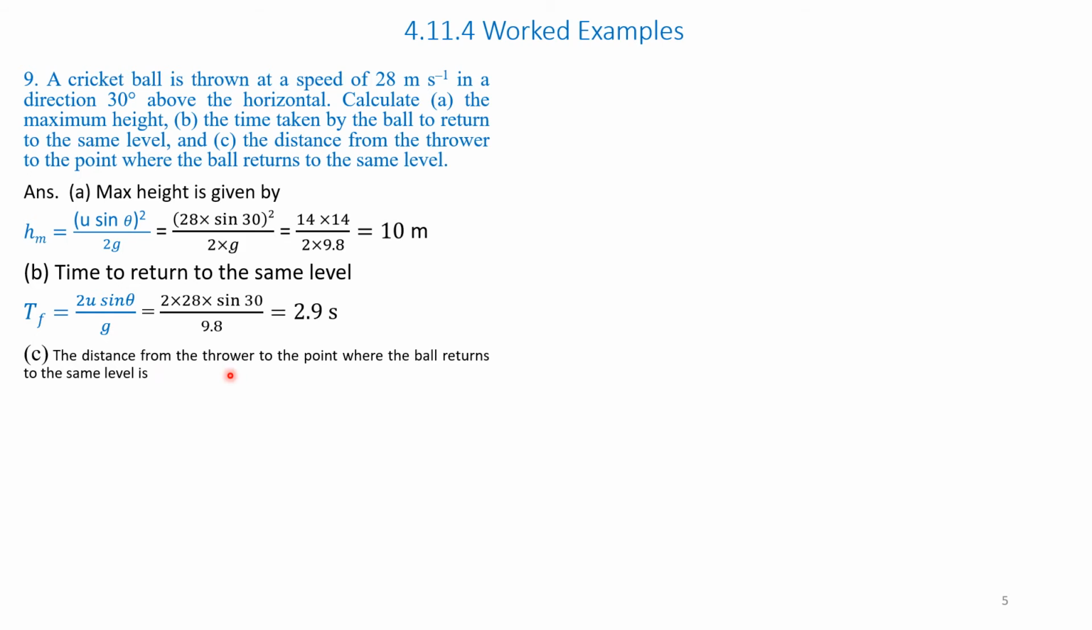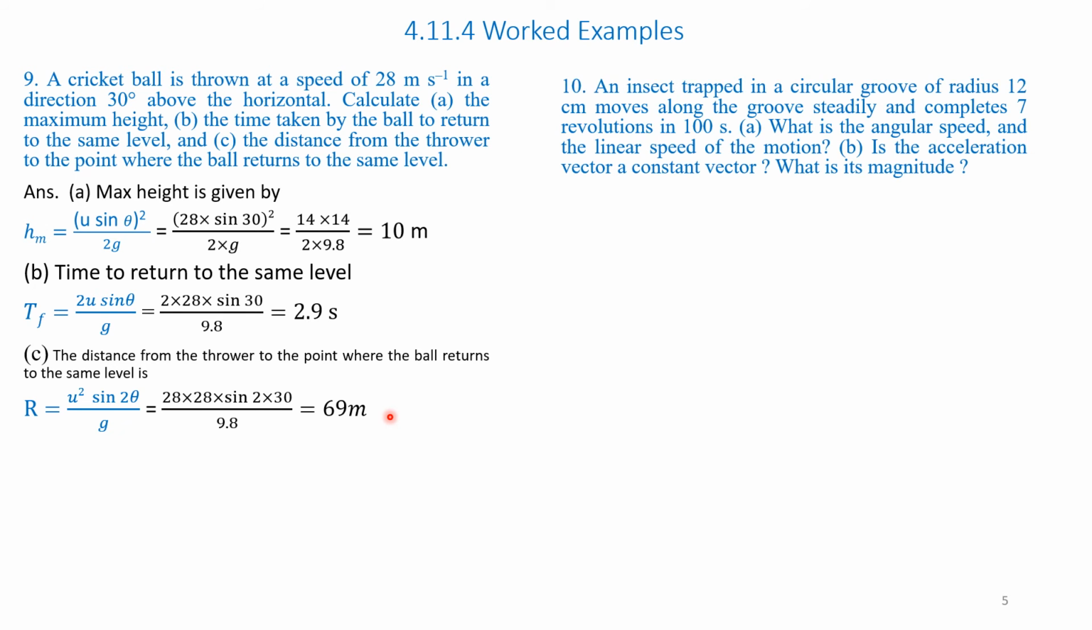Part C. The distance from the thrower to the point where the ball returns to the same level is given by the range, R is equal to u square sin 2 theta by g. That is equal to 28 into 28 into sin of 2 into 30 divided by 9.8. So this is sin 60 and we substitute the value of sin 60. Simplifying, we get 69 meters. So the distance from the thrower to where the ball returns is 69 meters.